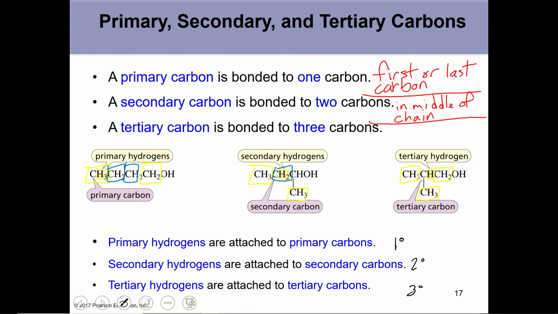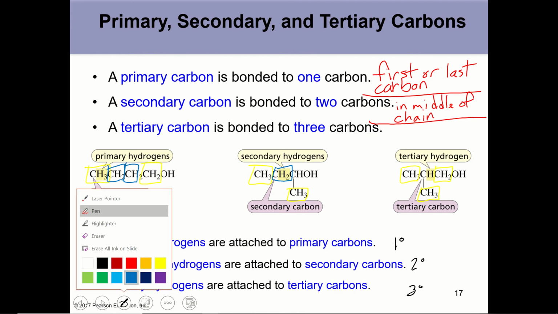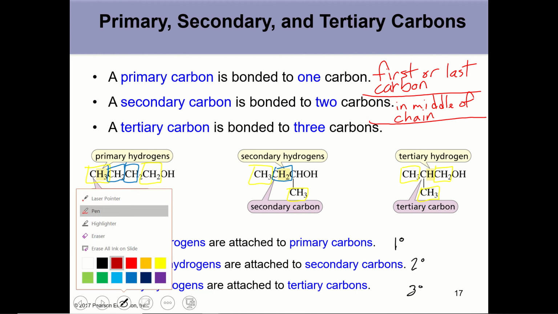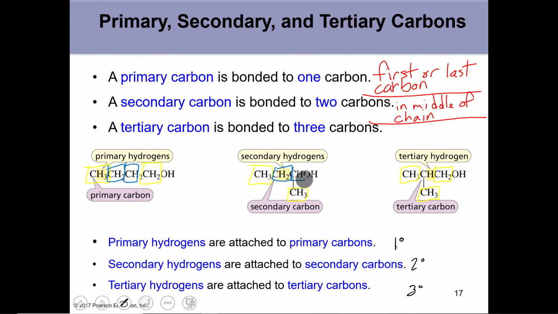And then we can talk about tertiary carbons. Tertiary carbons are carbons that have 3 bonds to carbon. And I'll go through and put a maroon square around our tertiary carbon. There's only one example on this slide, and that is the carbon shown in the molecule in the middle at the far right.